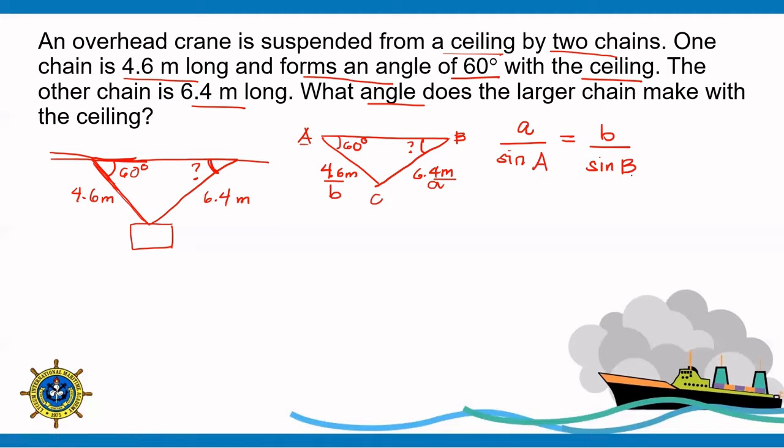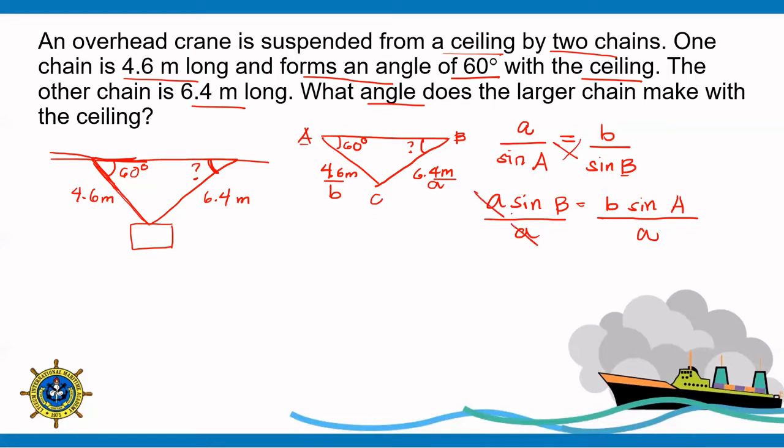Now, ang hinahanap natin dito is angle B. Para ma-solve natin yung angle B, katulad ng natutunan natin sa linear equations in one variable, i-cross multiply muna po natin sila. So this is now equal to A sine B is equal to B sine A. To solve for the value of sine B, di-divide muna natin both sides of the equation by A.